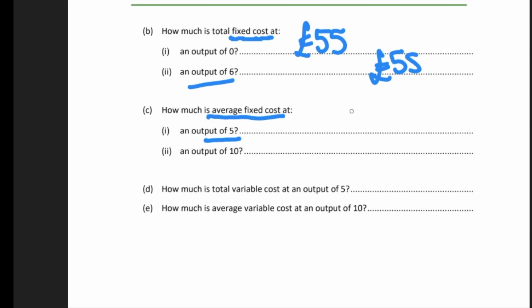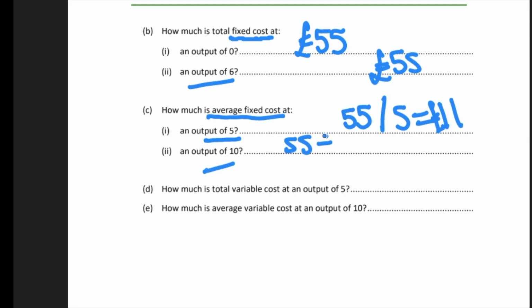Divide by 5. Perfect. So we're taking our fixed cost, which we know because we've already figured out what that is, and you're going to divide by 5. Good, so can someone tell me what my average fixed cost is for an output of 10? Brilliant, yep. Fantastic. Okie dokie.